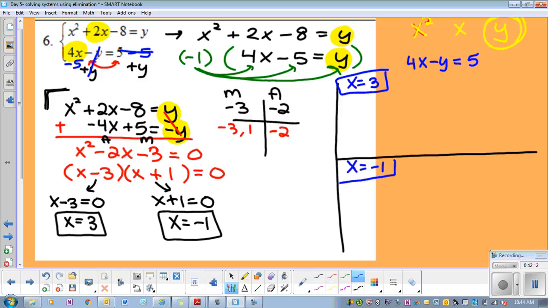All right. You can plug it into that one, or you could plug it into this one, the 4x minus y equals 5. Doesn't matter. We'll just use the original since that'll keep us consistent. So 4 times 3 minus y equals 5.